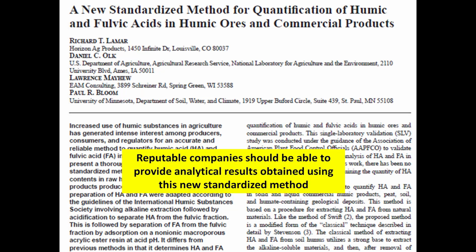And the industry has come up with a standardized method for quantifying humic and fulvic acids in these materials. If a company is offering you a product, ask them, have you had your products analyzed using the new standardized method? And if they haven't done that, just like when you are buying a fertilizer, you want to see the analysis. When you buy a humate, you want to see the analysis. And the reputable companies now are using this standardized extraction procedure.